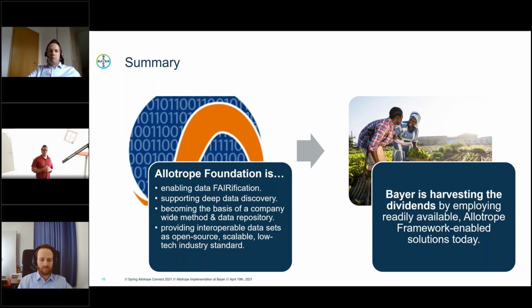So going back and asking questions that are otherwise difficult to answer with the software, and also enabling the change in how a lab technician or a lab head will actually interact with data and work with data, and also providing these interoperable data sets as an open source, scalable, low-tech industry standard.